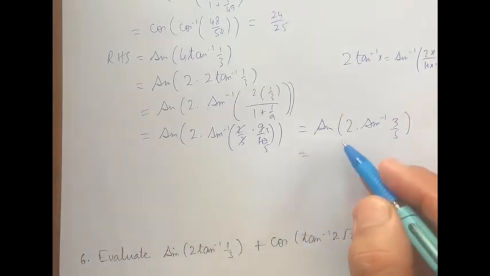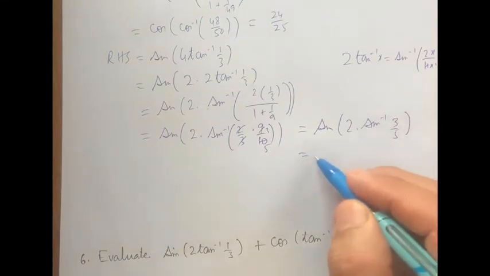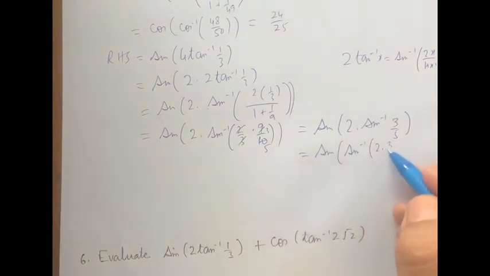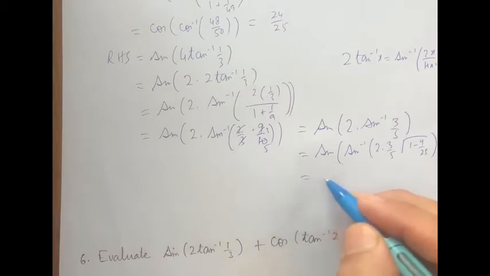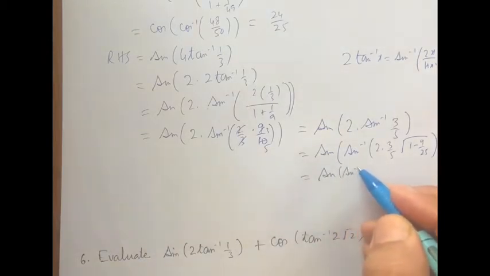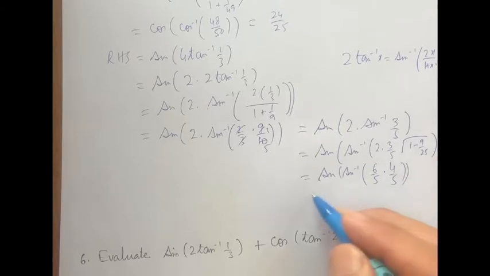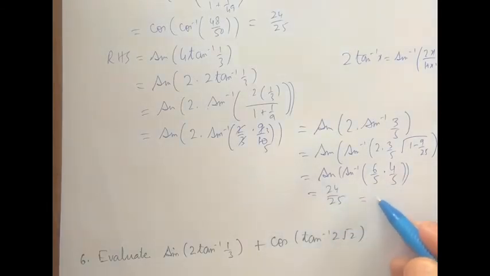And this 2 sin inverse of x can be written as sin inverse of 2 into x into root 1 minus x square, 3 by 5, this is 16 by 25. This is sin of sin inverse of 2 into 3 by 5 into 4 by 5, and this simplifies to 24 by 25, and this is same as the left hand side.